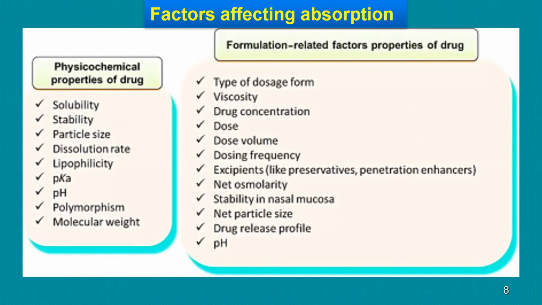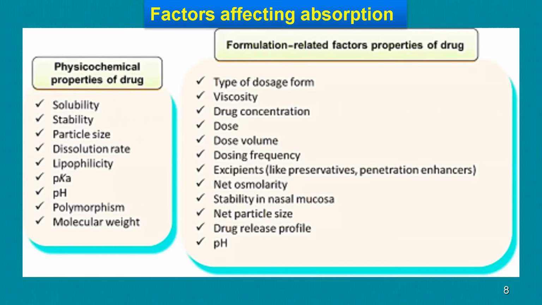That's why, because of this, urinary alkalizers and other things are used for the more and more excretion of certain drugs. Then also polymorphism, different forms, and also the molecular weight. These are all the physico-chemical properties of the drug.